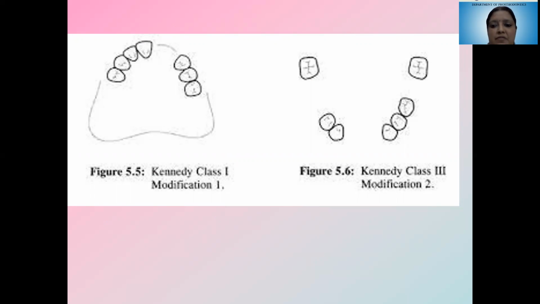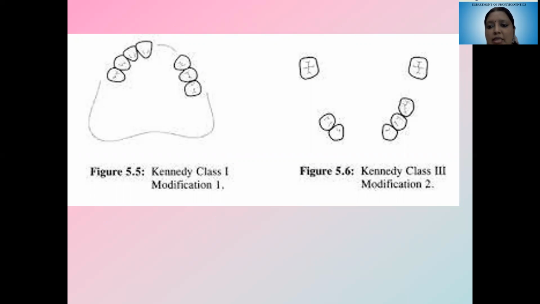Similarly, you see the next figure, you will see that the most posterior edentulous area is a class 3 situation. And apart from that, there are 2 other edentulous areas. We're not bothered about how many teeth in total are missing.